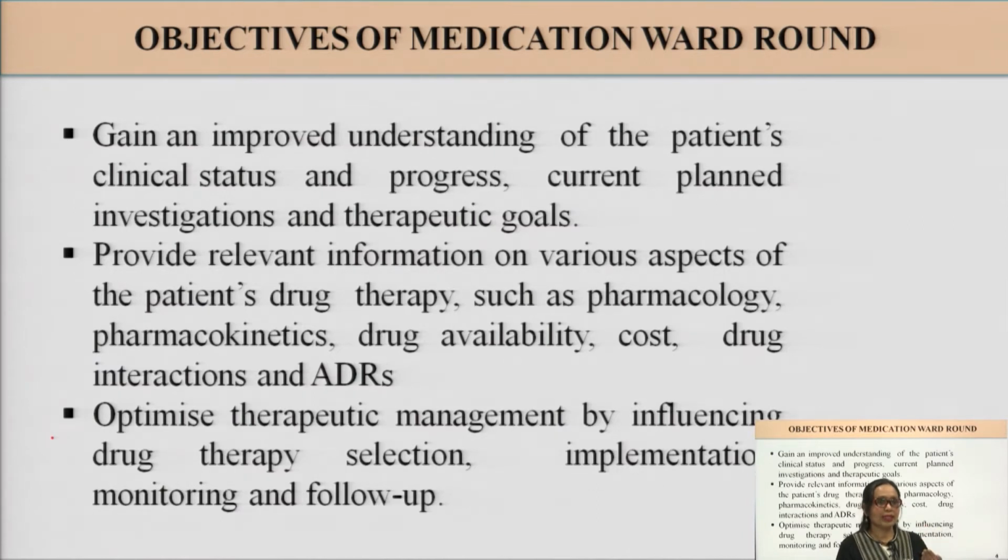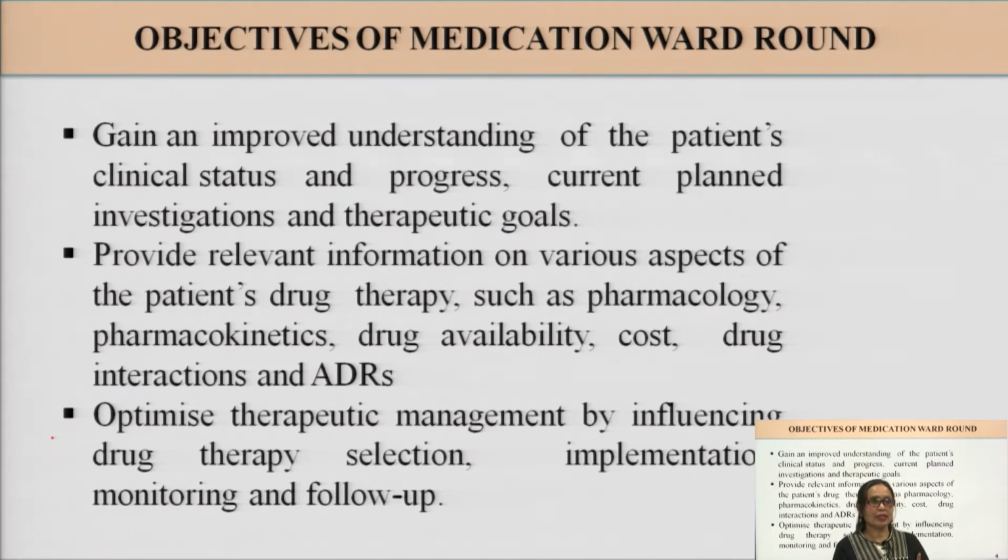So, this is one objective, and another objective is to provide relevant information on various aspects of the patient's drug therapy. It will provide one piece of information, a second, a third. So, relevant information on various aspects of the patient's drug therapy, such as pharmacology, pharmacokinetics, drug availability, cost, that is how economic it is, and drug interactions and adverse drug reactions. All these are very important to take into account during the ward round. It is one main objective, right?